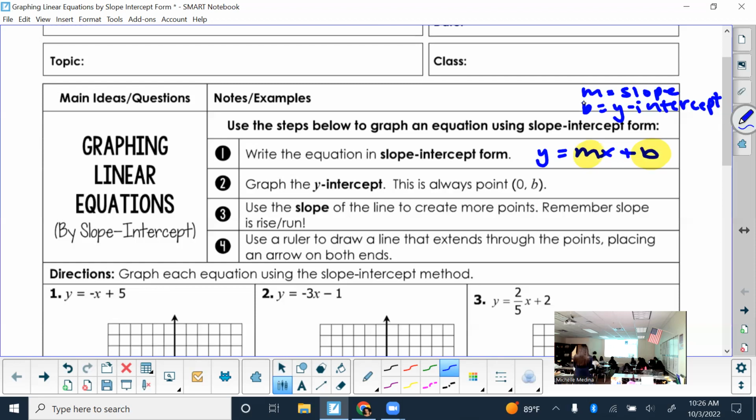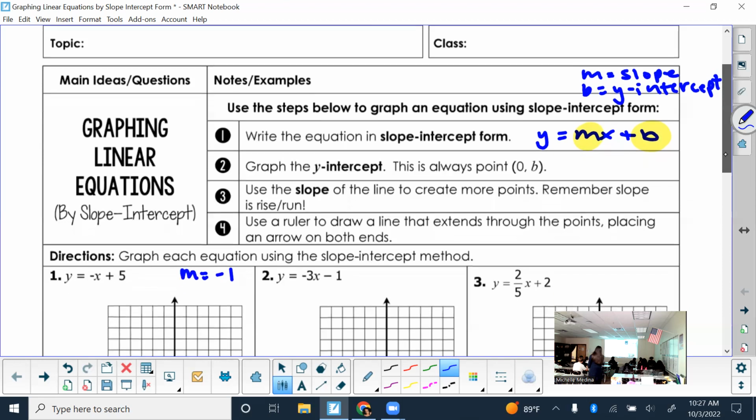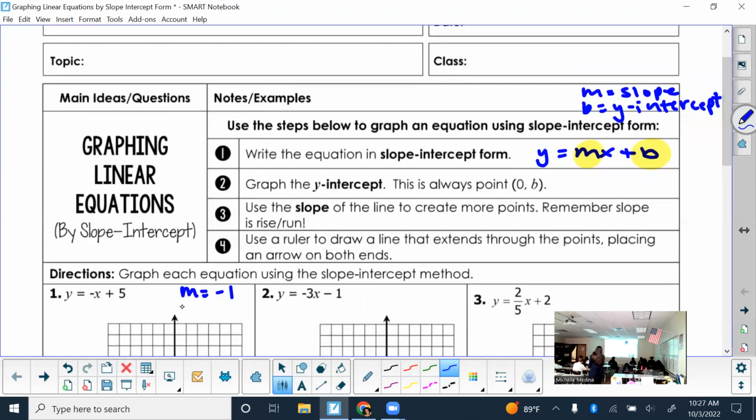So then what's the slope in number 1? It's not negative, it's -1. So your slope, your m, is the number that's in front of the x. So what's the number if it's not written? It's a 1, and in this one, it happens to be negative. What's the y-intercept? Good.